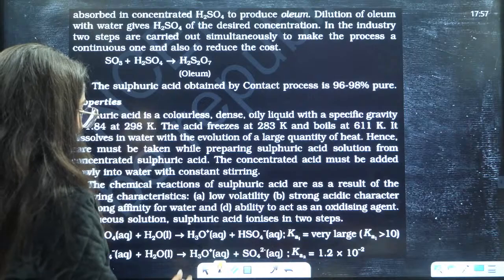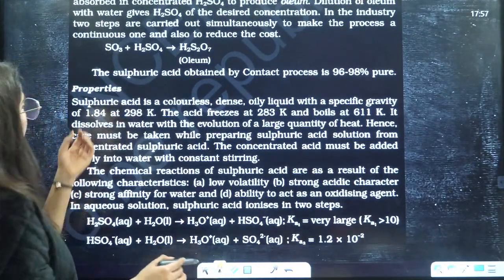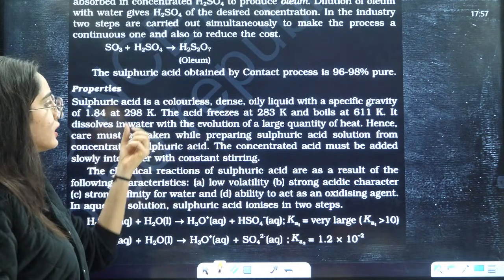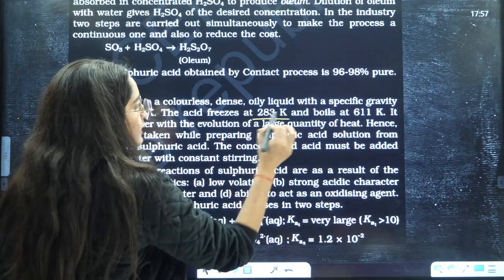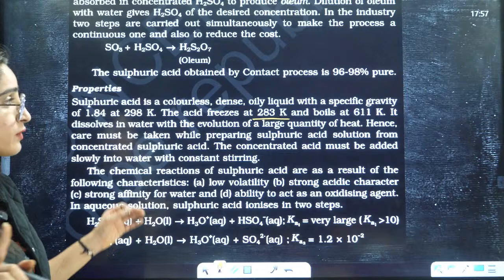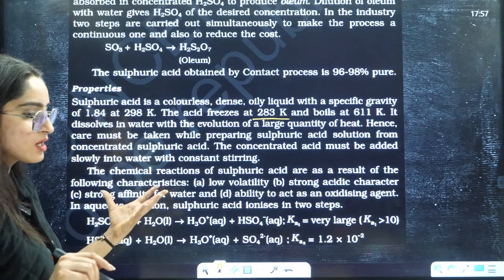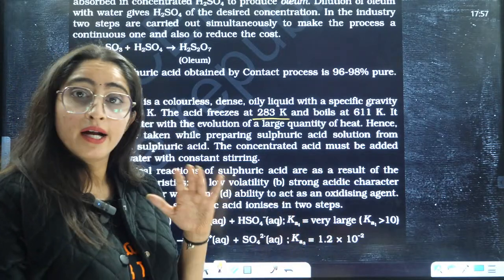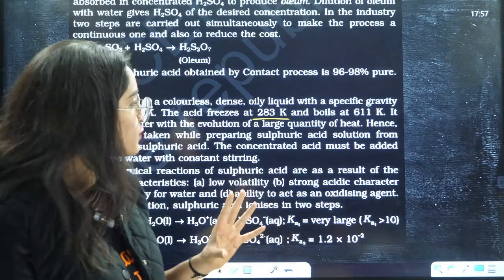Next are the properties. If you talk about the properties, sulfuric acid is a colorless, dense, oily liquid with specific gravity. The acid freezes at 283 Kelvin, right? And boils at 611 Kelvin. It dissolves in water with evolution of a large quantity of heat. Now, if you have ever seen sulfuric acid, it is very explosive in nature, right? It is very, very explosive in nature.